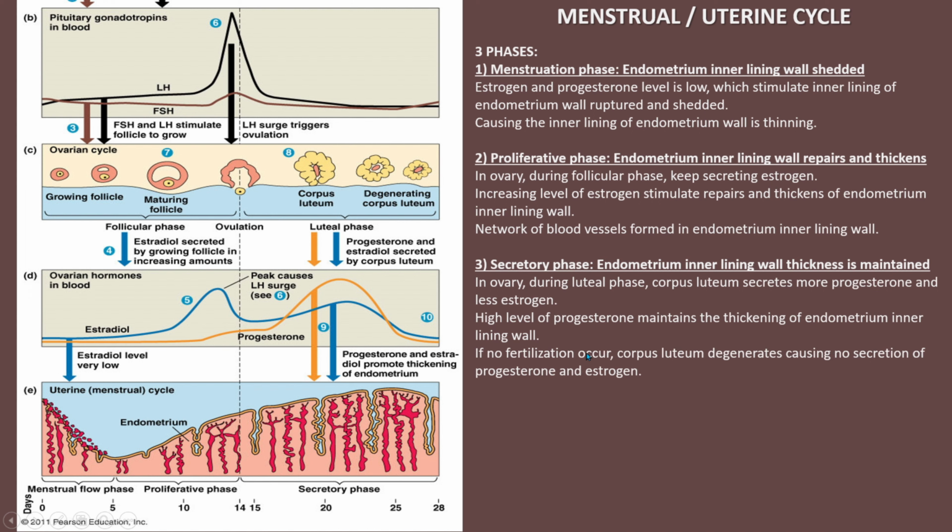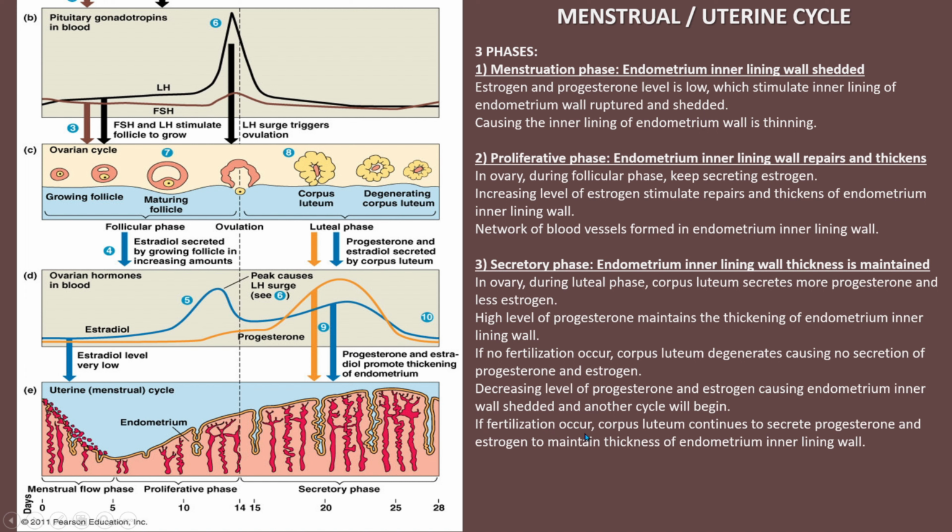If no fertilization occurs, corpus luteum degenerates, causing no secretion of progesterone and estrogen. Decreasing level of progesterone and estrogen causes endometrium inner wall to shed, and another cycle will begin. If fertilization occurs, corpus luteum continues to secrete progesterone and estrogen to maintain thickness of endometrium inner lining wall, and another cycle will not begin.